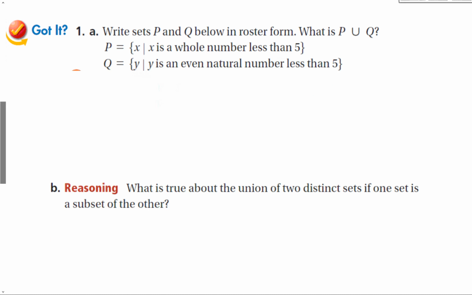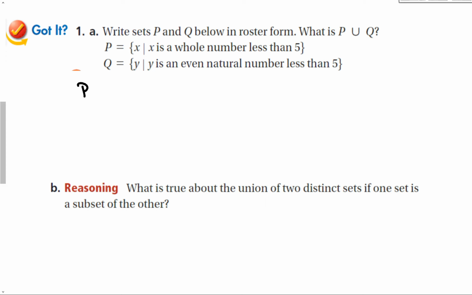Let's try a got it problem. So this one, we're actually going to use some numbers, to make it a little more clear. So write the sets P and Q in roster form. That means, remember, that we're going to list everything in the set.